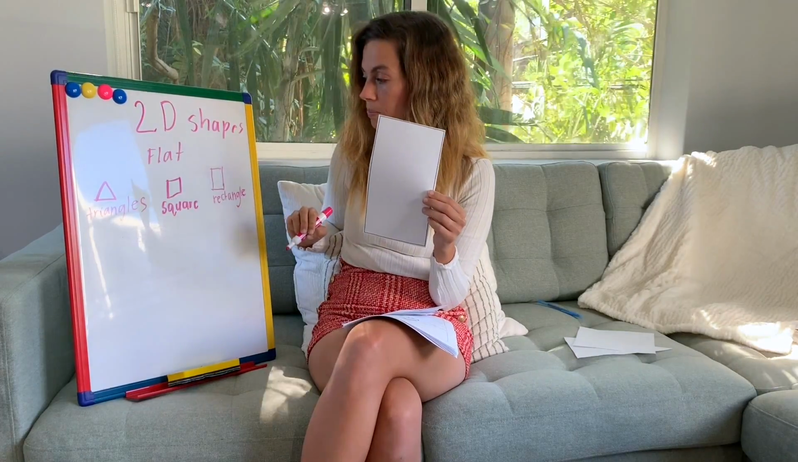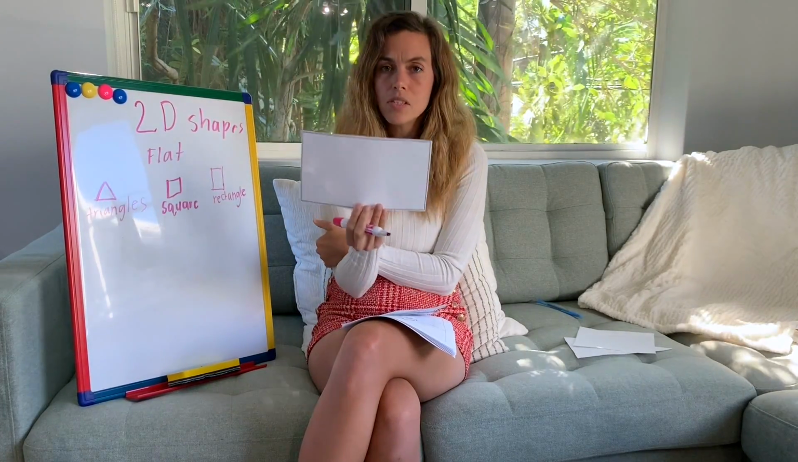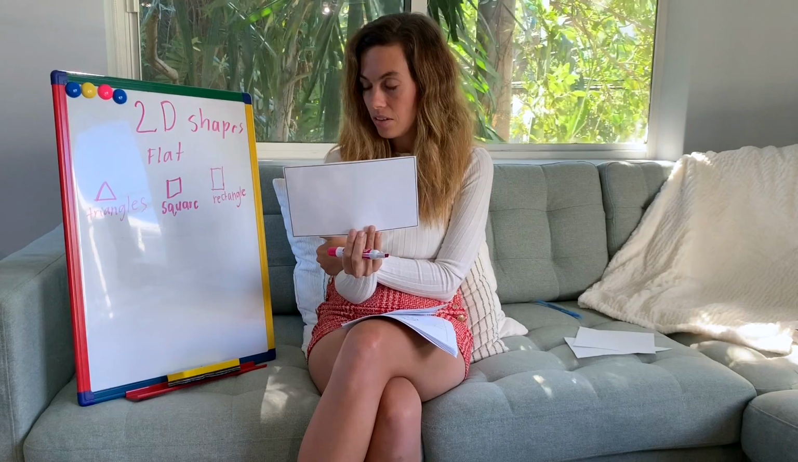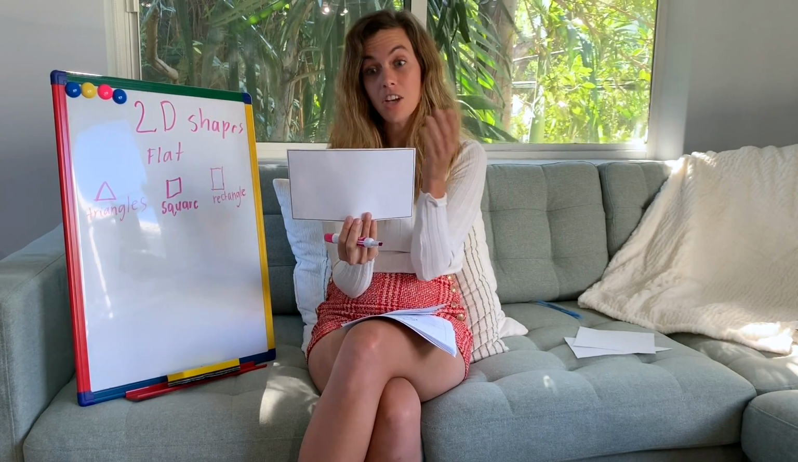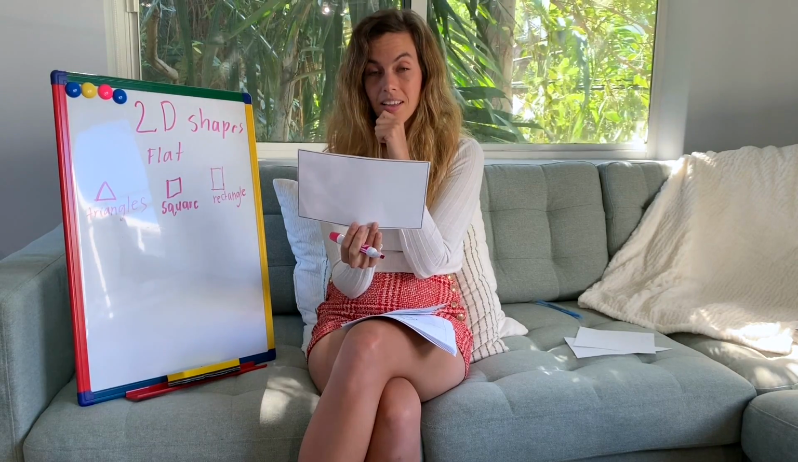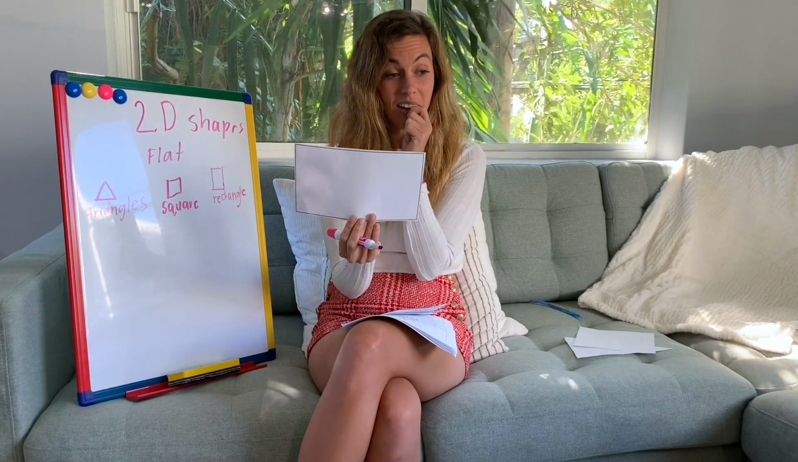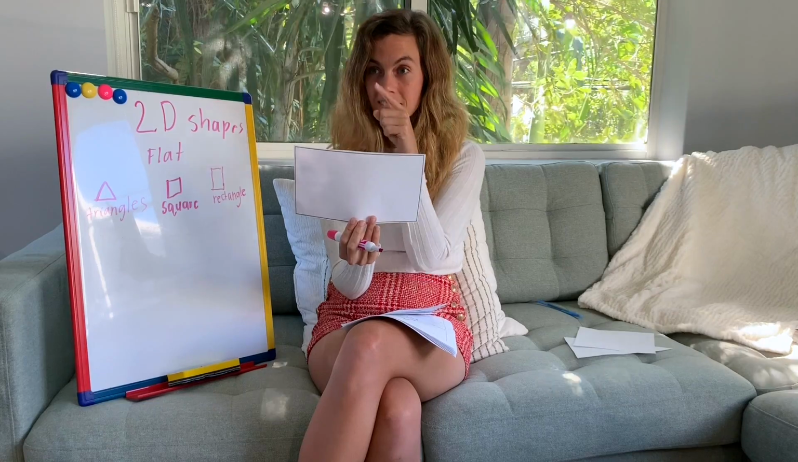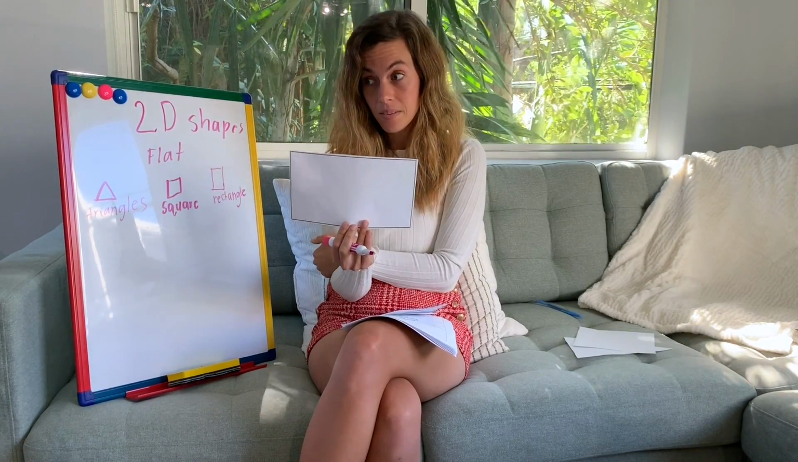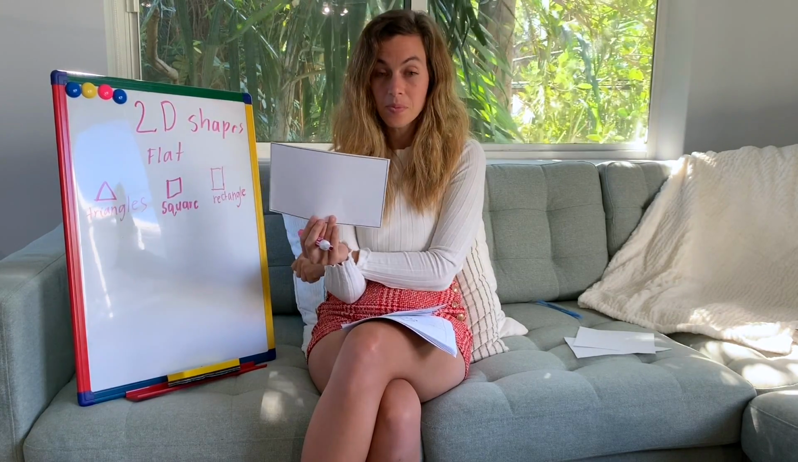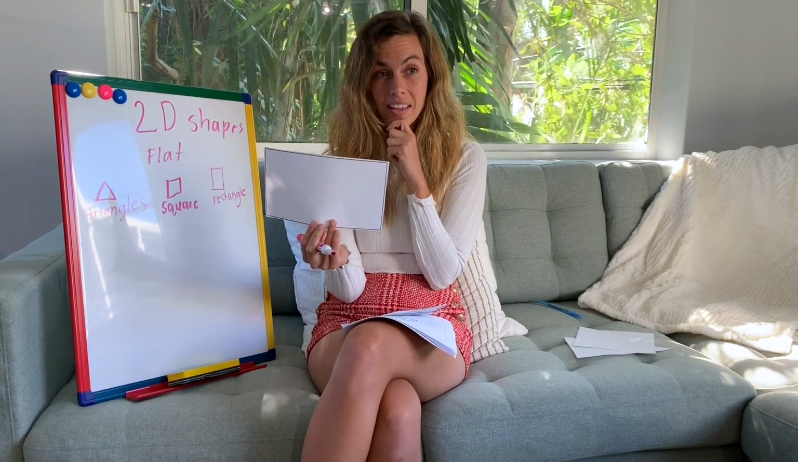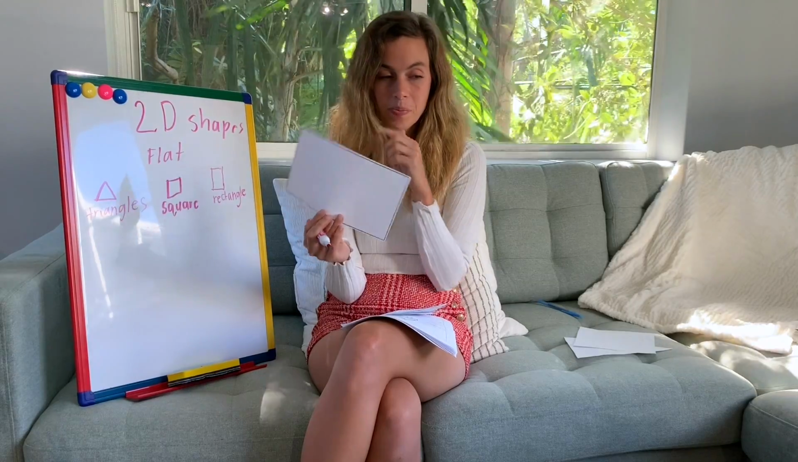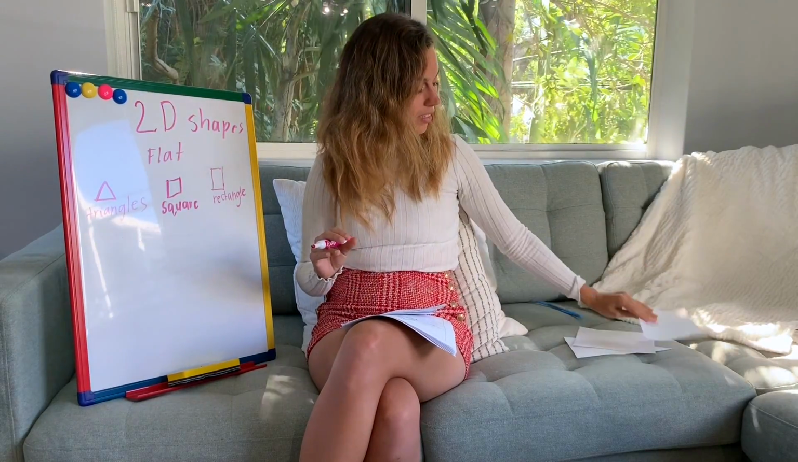Very good. So can you think of some examples of a rectangle in your real life? Okay, like a chalkboard or a whiteboard. A door. A mirror. A window. Okay. Great.